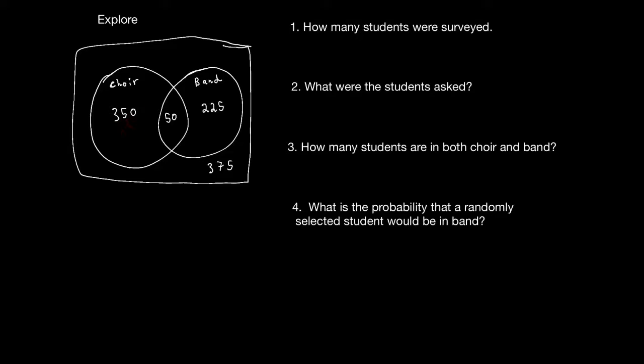So here we have a 350. Let's go ahead and add this with 50, 225, and 375. If you use mental math or a calculator, you should get that the total will be 1,000. So there was a total of 1,000 students or people that were surveyed regarding whether they are in choir, or in band, or in both.